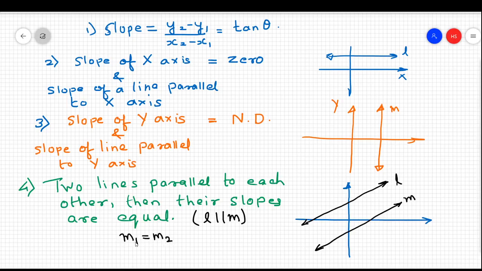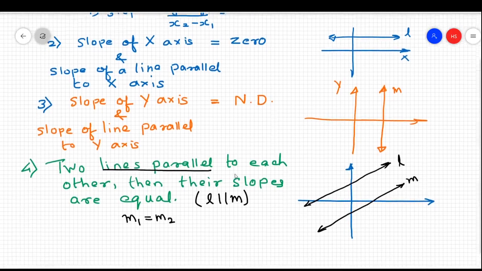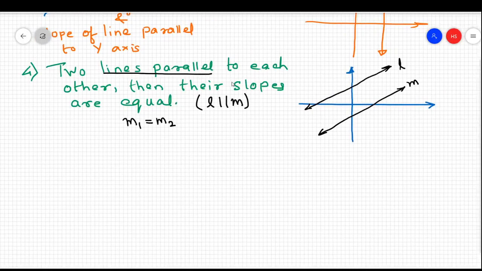I took the slope of line L, so let the slope of line L be m1 and the slope of line M be m2. Then both slopes will be equal. So the main thing is, if the lines are parallel then the slopes are equal. Not necessarily two lines, it could be 3, 4, 5, 6, any lines which are parallel to each other, then always their slopes will be equal or same. Remember that. Let me discuss one or two more points for the sake of completion.